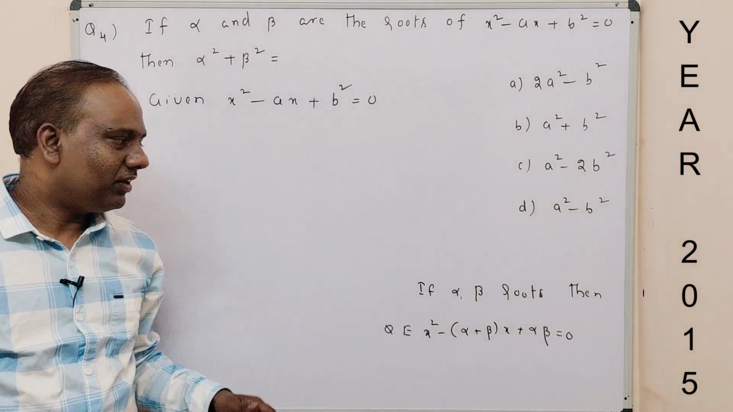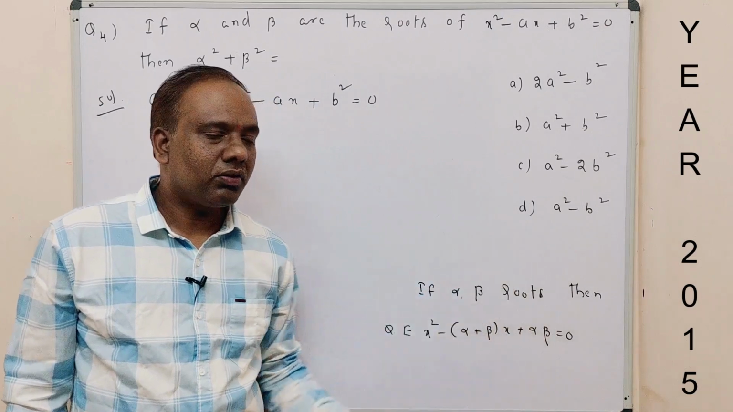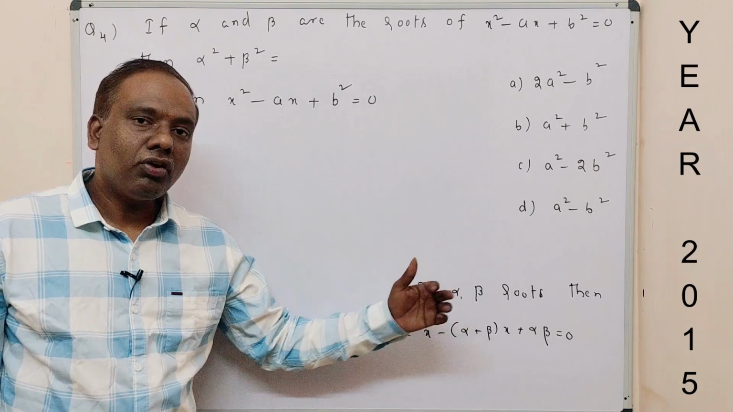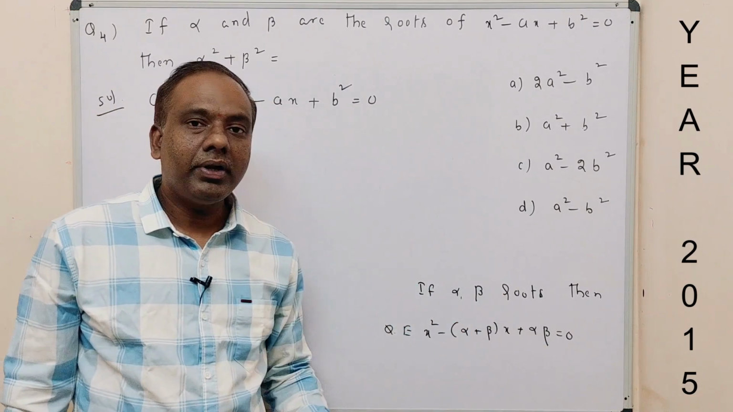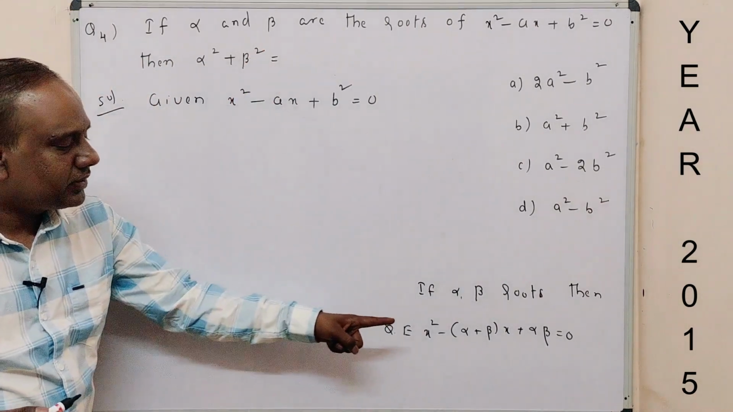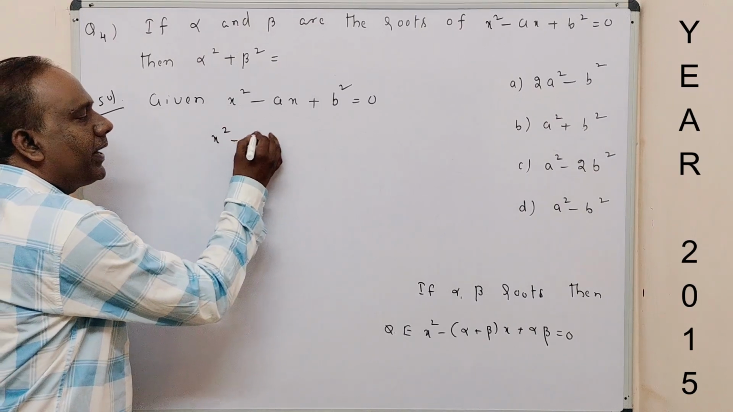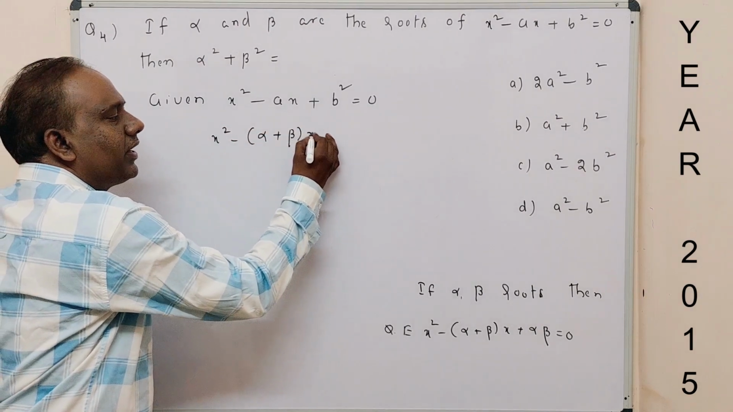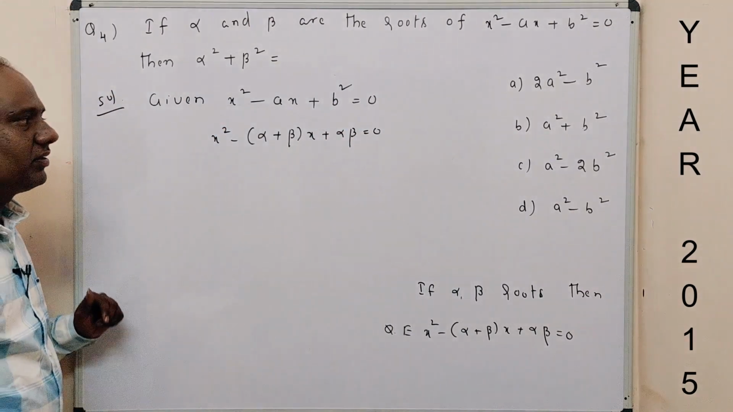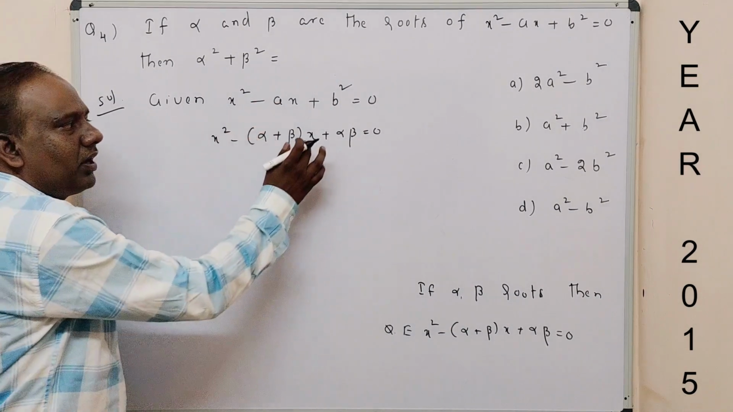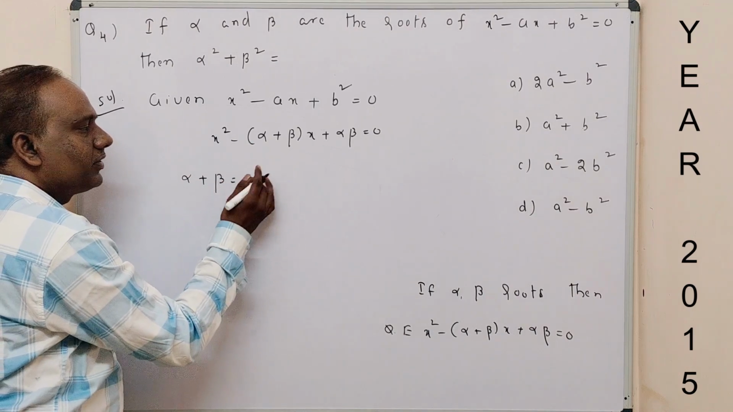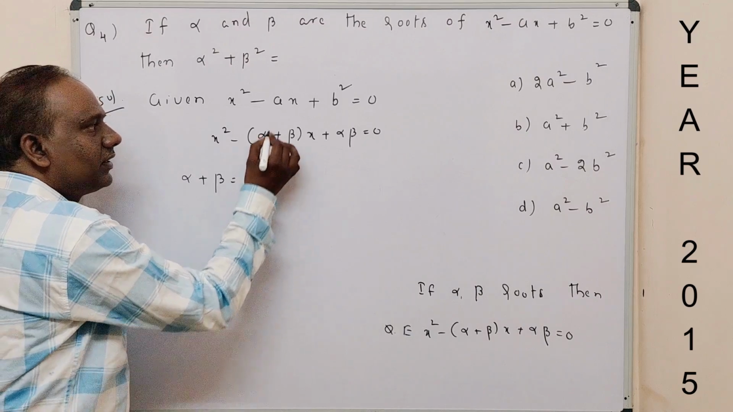Now actually one formula is there. If alpha comma beta are the roots of the quadratic equation, then the equation is x square minus (alpha plus beta) into x plus alpha beta is equal to 0. So here actually alpha comma beta are the roots means the equation is x square minus (alpha plus beta) into x plus alpha beta equals to 0. Now you can compare here. So minus same, na? And x same. In the place of alpha plus beta, that means alpha plus beta value is a.